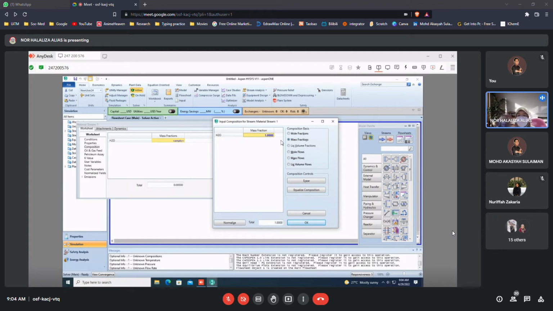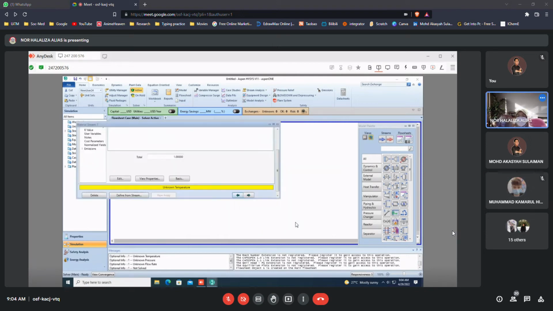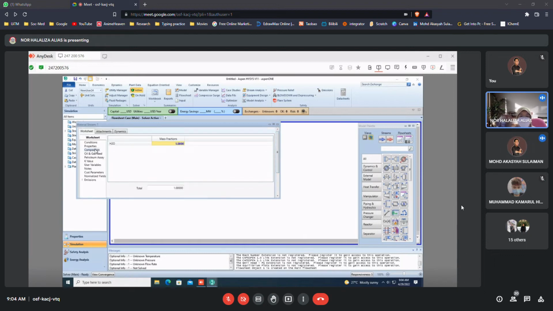Okay, so if this is okay, mass fraction 1, chosen with mass fraction and then total is 1, then you click OK. Okay class, are you following? Yes. Okay, when I click OK, this means yours is okay. So you saw just now it asked for composition, right? Once you click OK, it asks for the next input. What is the unknown temperature? Where to put the unknown temperature? Okay, we have settled the composition.